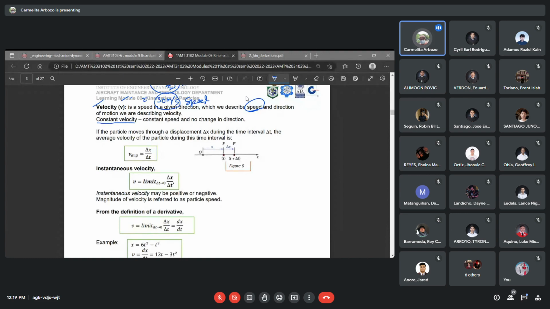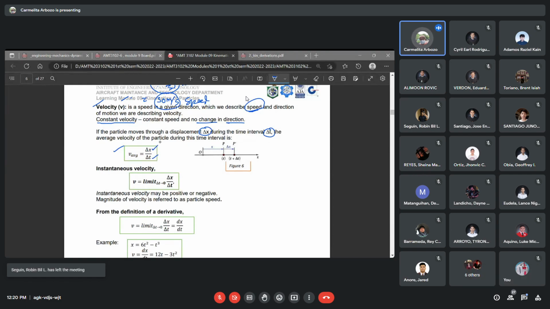Okay, what is a constant velocity? So, pag sinabi natin constant velocity, constant yung value ng speed, ibig sabihin hindi nagbabago, at hindi rin nagbabago, no change in the direction. So, that is a constant velocity. And if the particle moves through a displacement, delta x, during the time interval delta t, then the average velocity of the particle during this time interval is delta x over delta t.